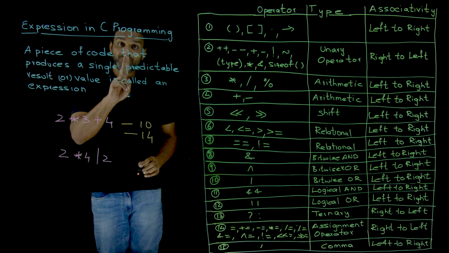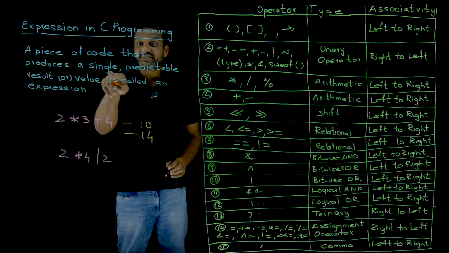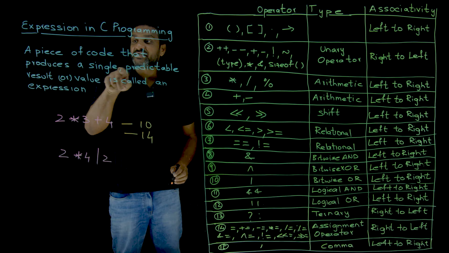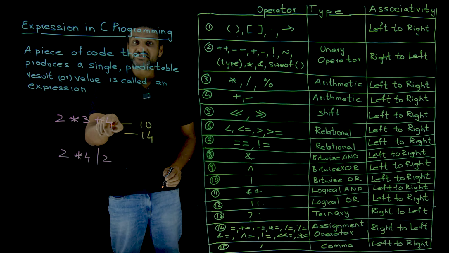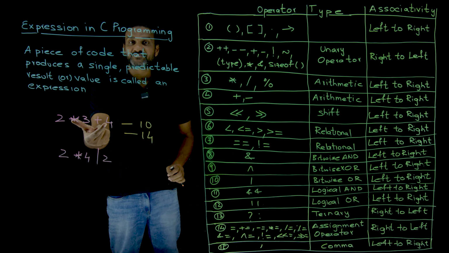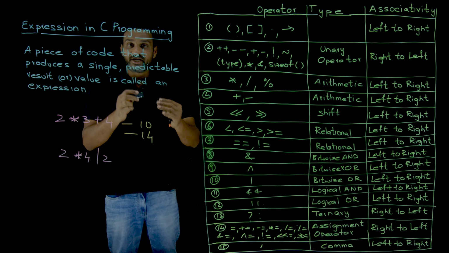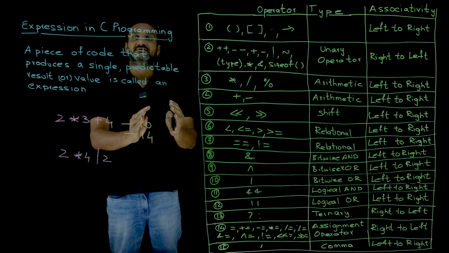So we have two possibilities. But the definition states a single predictable result, and we are getting two results. Now, can this be considered an expression? Yes, this is considered an expression because if you give this expression to the C programming language multiple times, it will produce only one single answer.